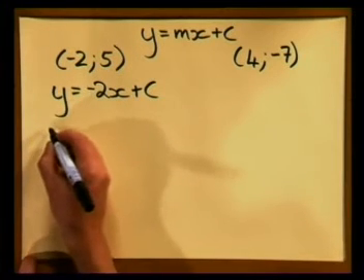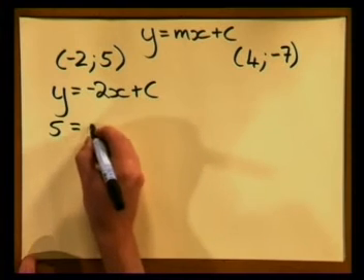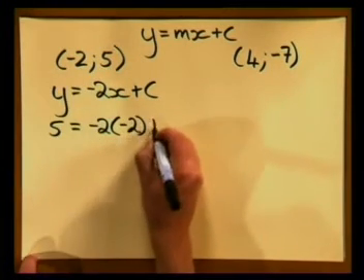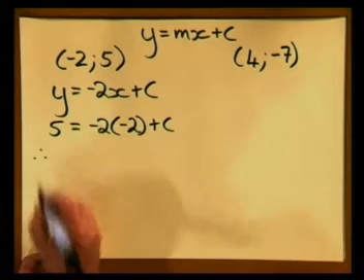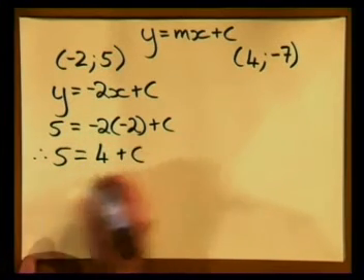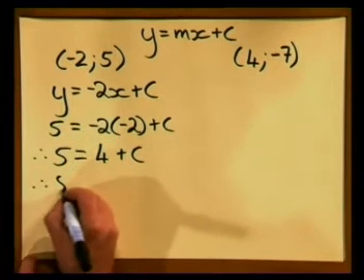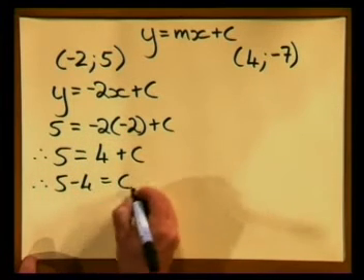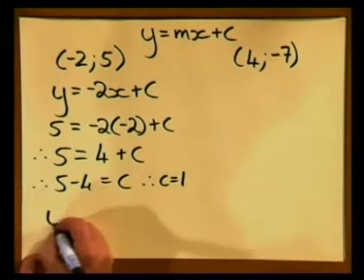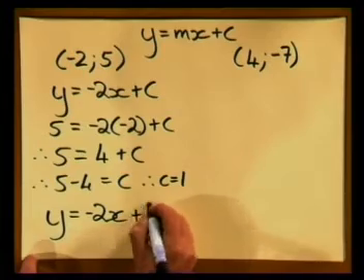So now we know that 5, that's the y value, is equal to -2 multiplied by the x value of the point, -2, plus c. Therefore, 5 is equal to 4 plus c. Therefore, c is equal to 5 minus 4. Therefore, c is equal to 1. And so our formula is y is equal to -2x plus 1.